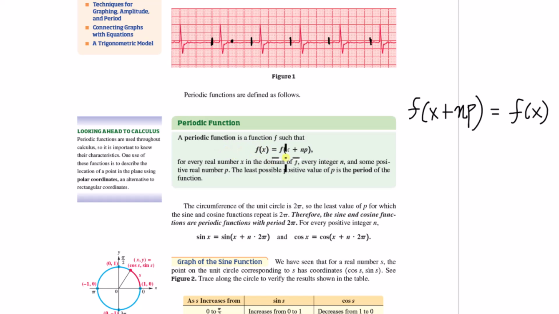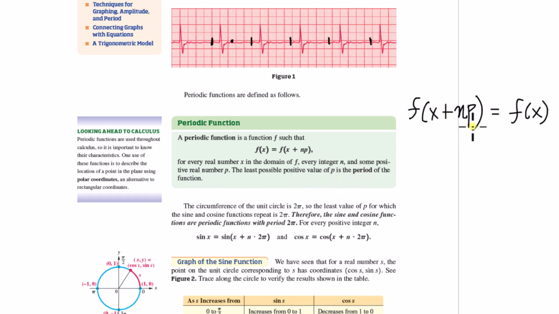You could see f of x is equal to f of x plus np for every real number x in the domain of f, every integer n, and some positive real number p. So they say that p is positive, but you could define it however you want. You could maybe say p could be positive or negative, but n is restricted to positive integers. But they make n any integer, even negative integers. So, okay, but it says the least possible positive value of p is the period of the function.